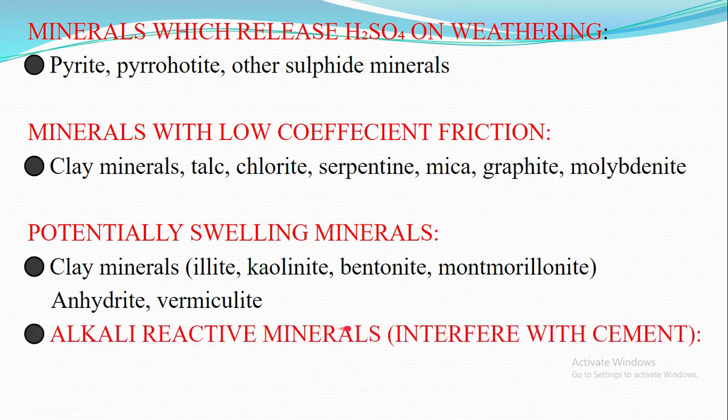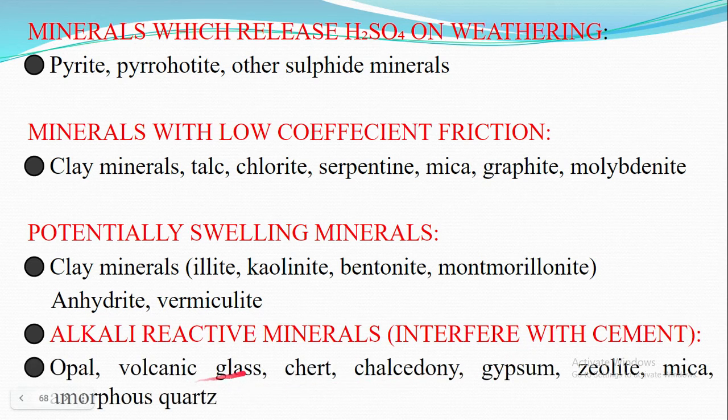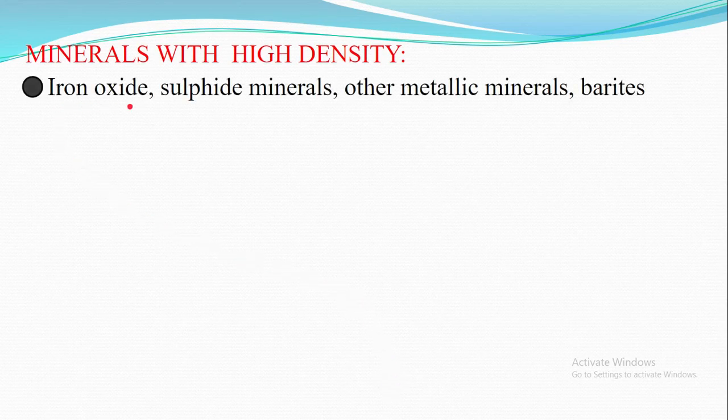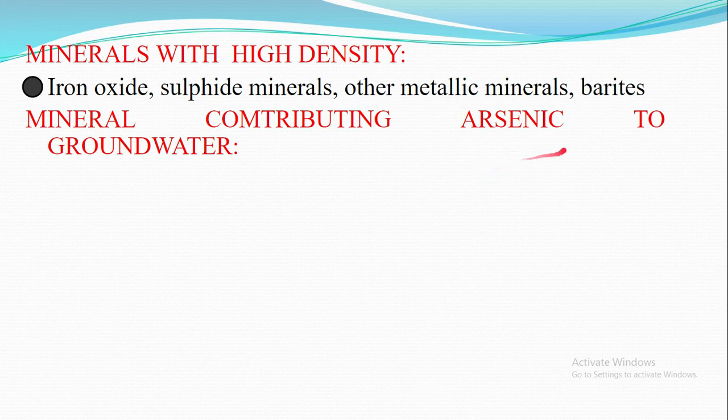Alkali reactive minerals interfere with the cement. These are mica, then quartz, gypsum, and they react with the cement. This we discussed earlier. The iron oxide metallic minerals have higher density than the rock forming minerals. Next, minerals contributing arsenic to the groundwater.